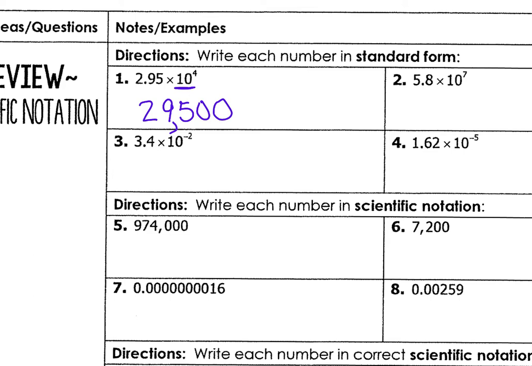Yes, 29,500. You are taking 2.95 times 10,000, which means you're moving your decimal 4 places. You have to add 2 zeros. Okay, remember how to do those? Okay, who would like to try number 2?